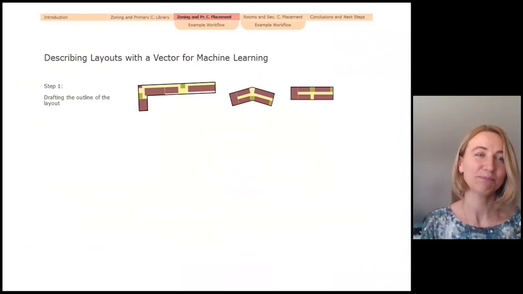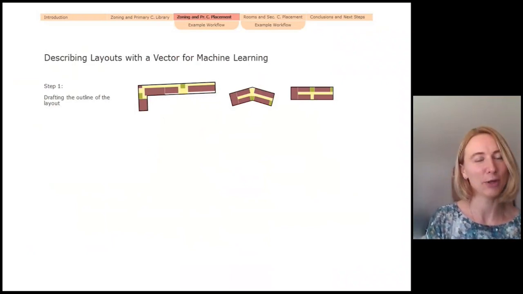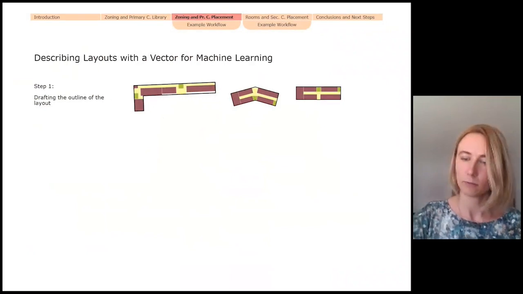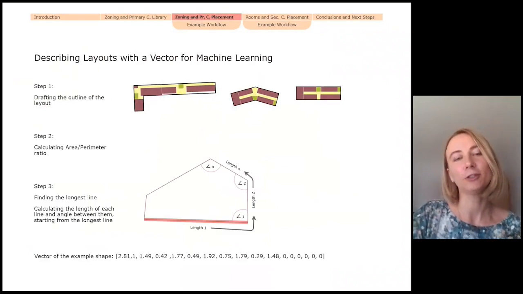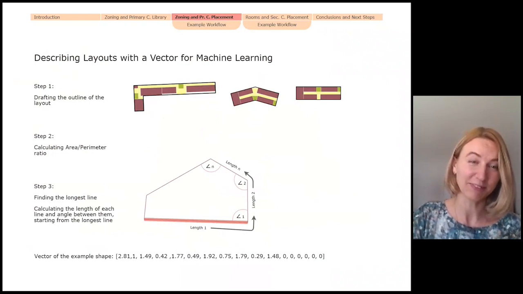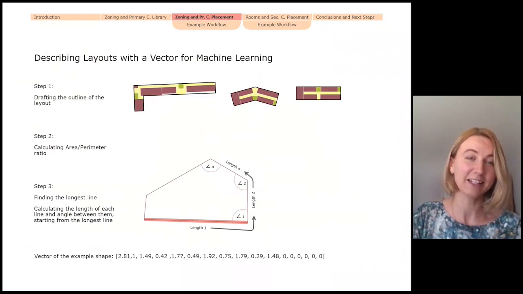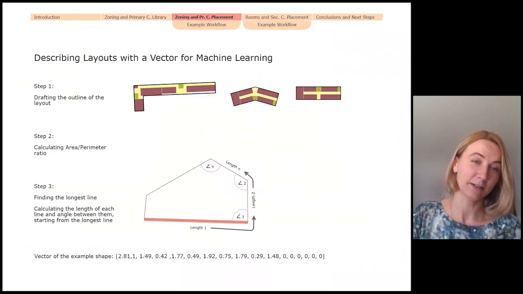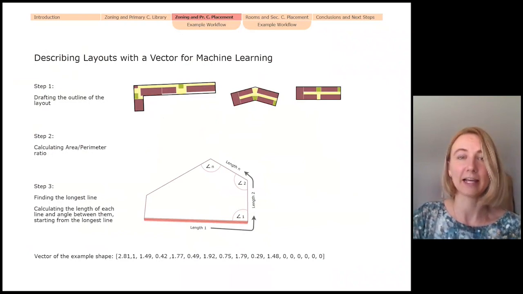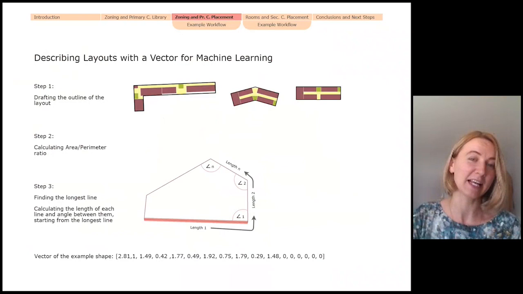The layouts are, there is a polyline drafted around each layout, defining its shape. And then a vector is created from which first number is the ratio between area and perimeter, and then it goes around the figure starting from the longest line, and the input is length of the line and then angle, then length of the line and then angle until the whole shape is described. And the vector can contain maximum a shape of 8 sides.